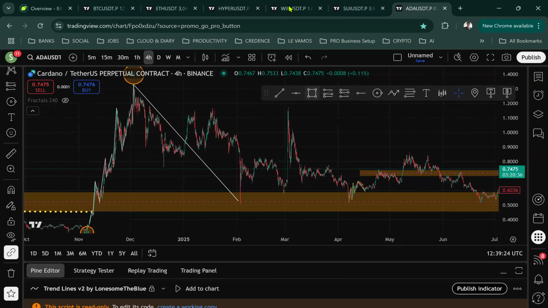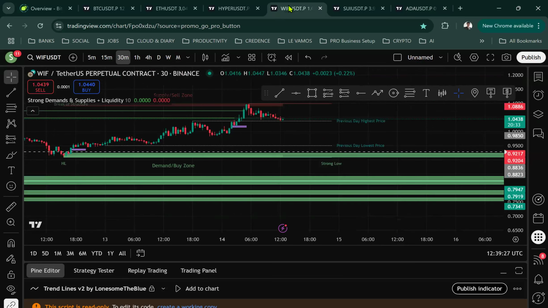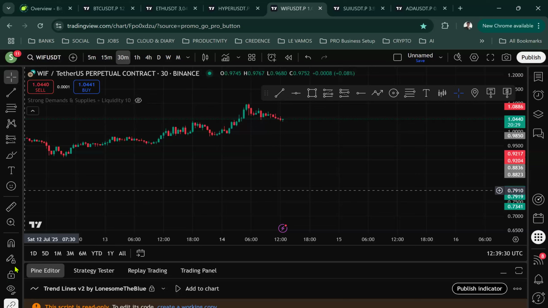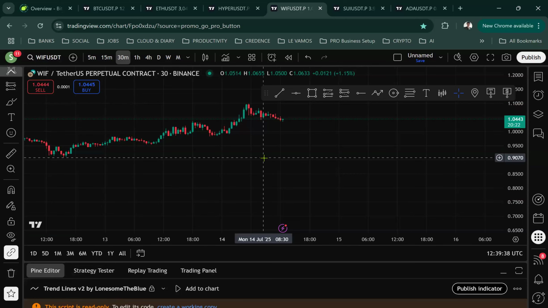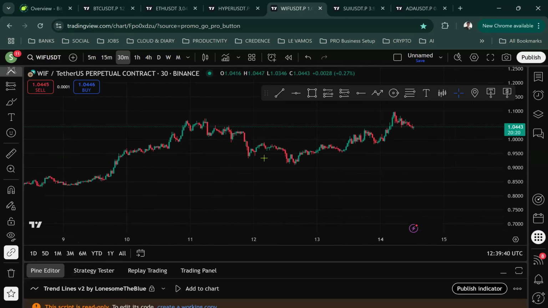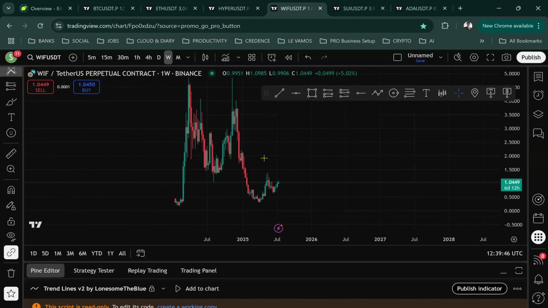In each chart, it is different. For example, let's take this one. Let me remove all this. For example, okay, this is another one. So I will just put it on the weekly. Okay, I know somewhat the key level.